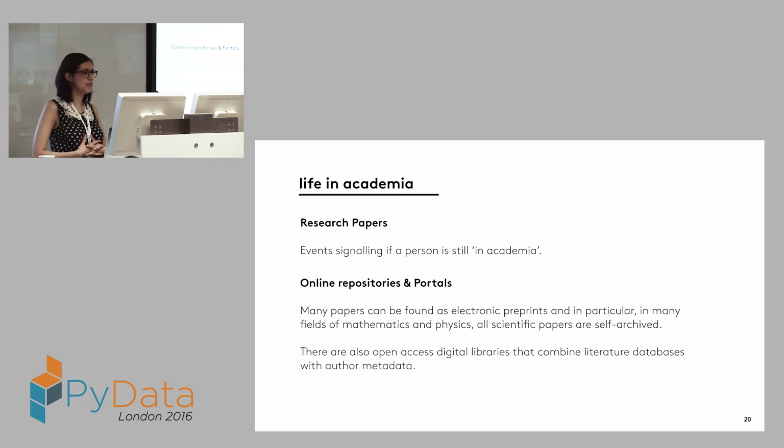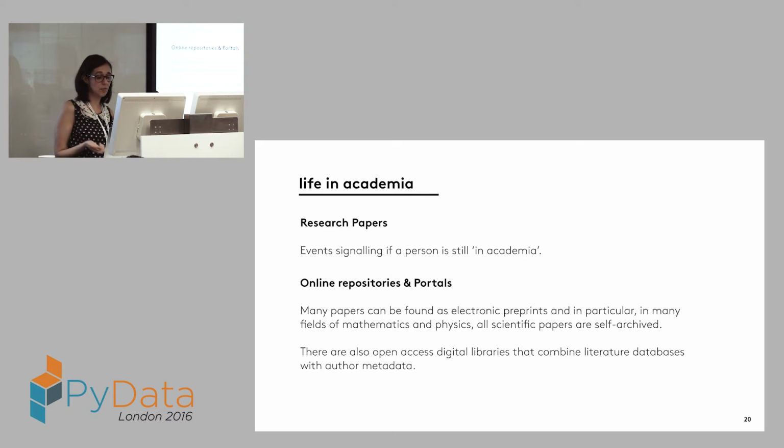Because there's not a unified database where I can go and basically say, oh, individual A, this is their name, they did their PhD, started this year and finished this year. It's all over the place. And then depending on the area, PhDs might be longer or shorter, part-time. So there are many variables there. But at the end of the day, if you're an academic, you're probably going to be publishing research papers. So these are going to be the events signaling whether a person is still in academia.